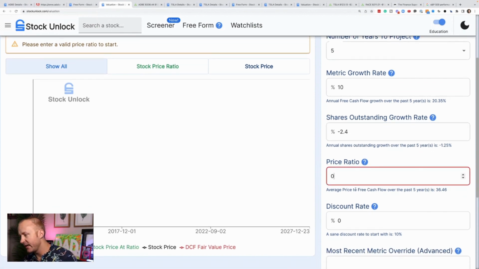And then we can see the average price to free cash flow over the last 5 years has been 36. But I want to reduce that a lot. I think the stock has been overvalued or traded at too high of a price to free cash flow.